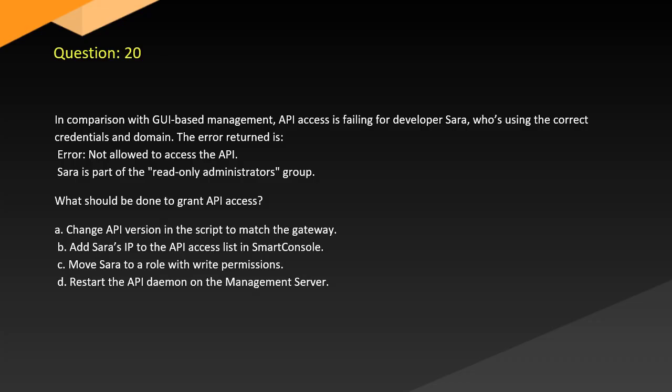A. Change the API version in the script to match the gateway. B. Add Sarah's IP to the API access list in SmartConsole. C. Move Sarah to a role with write permissions. D. Restart the API daemon on the management server.